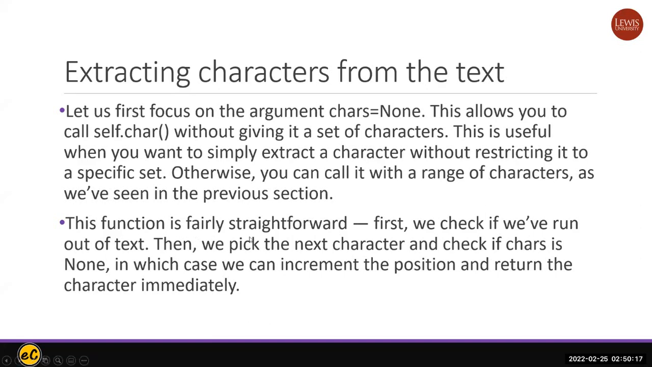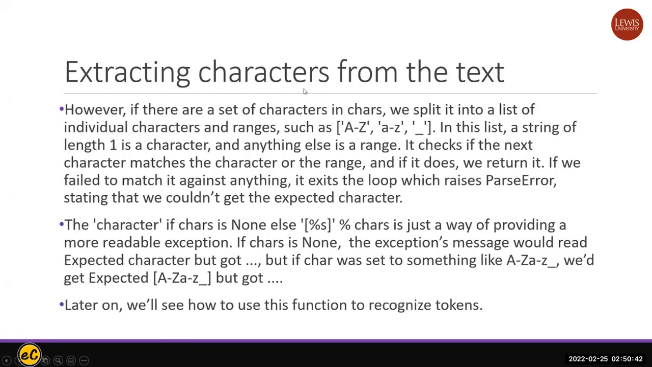This function is very straightforward. First, we check if we are running out of text. Then we pick the next character and check if the character is None, in which case we increment the position and return the character immediately. So that is a pass-through, bypass mode, extracting characters from the text. However, if there is a set of characters, then you will validate it, as we described. Later on, we'll see how this function recognizes tokens. So you will validate whether your data is in the range or not.